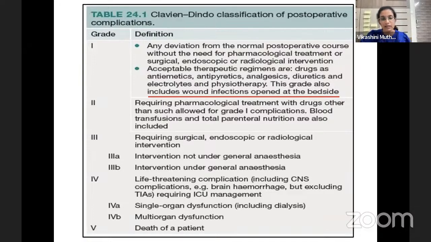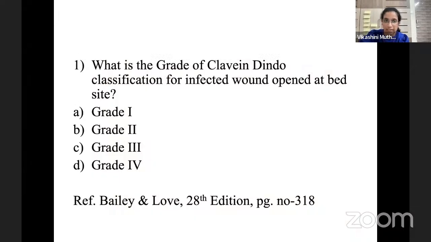Grade 4 includes life-threatening complications, like brain hemorrhage, and it requires ICU management. It's again subclassified into 4A and 4B. 4A is if there is any single organ dysfunction, and that includes dialysis for AKI or complete renal shutdown. 4B is if there is multi-organ dysfunction. And if there is death following any complication, that is classified as grade 5. So again, it's a direct question: the infected wound opened at bedside is grade 1.